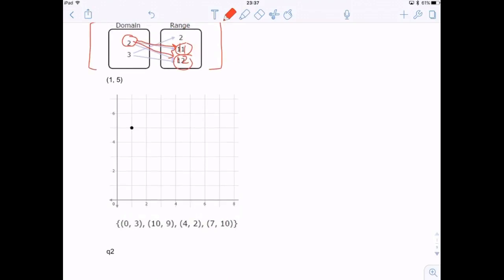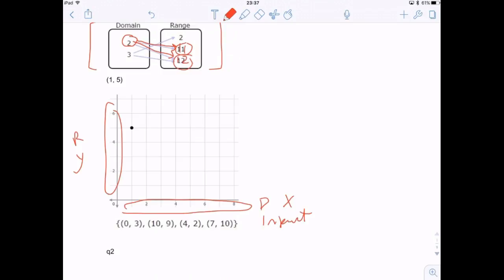Next representation. Everybody's really familiar with graphs, right? So in a graph, we just have a point which represents the mapping. The mapping is between the domain, or the X values, to the range, or the Y values. The domain, or the X values, are the input. It goes across the bottom. And then the range, or the Y, or the output, goes up the side.